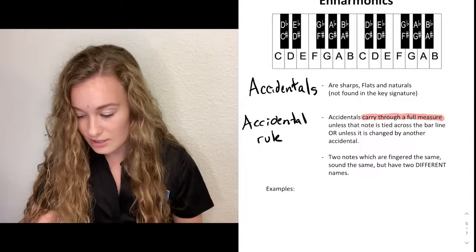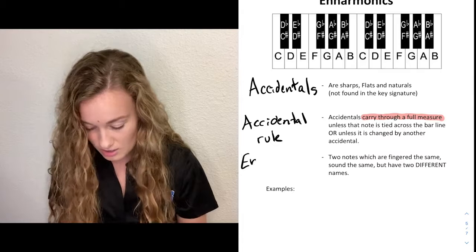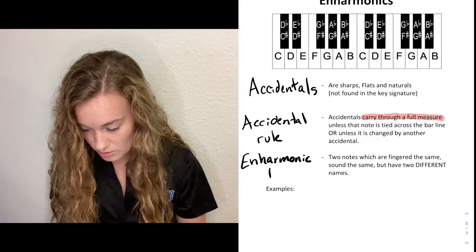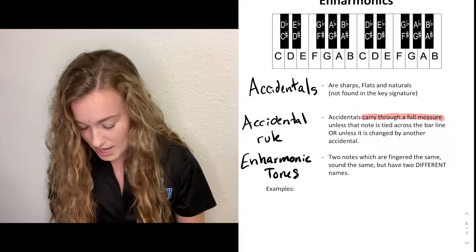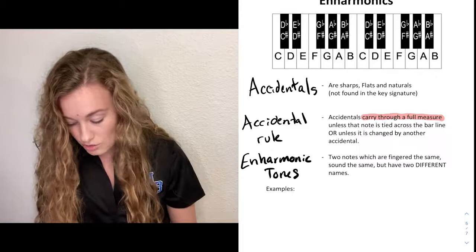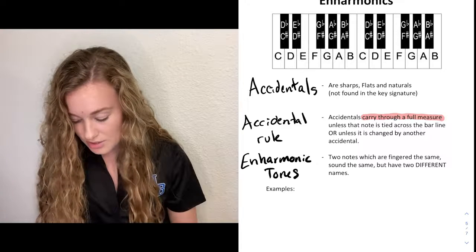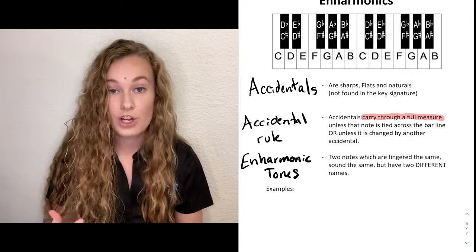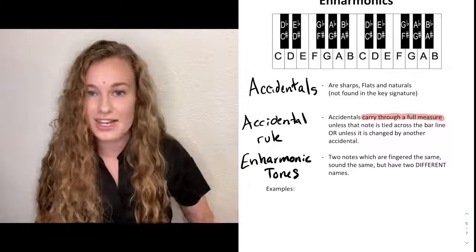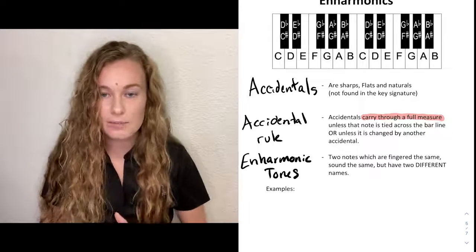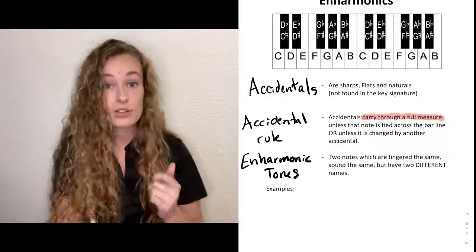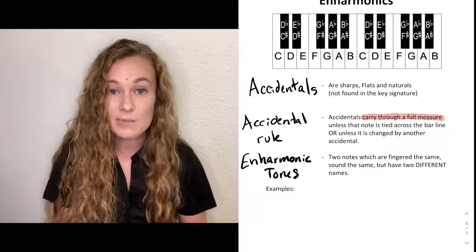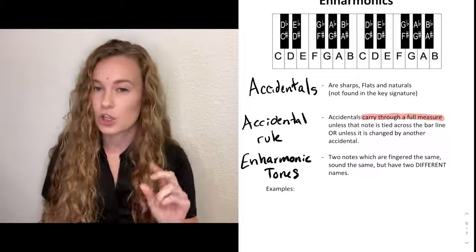All right, and then our last definition down here is going to be enharmonic tones. And an enharmonic tone is two notes which are fingered the same, they sound the same, but they have two different names. So it'll look different on your staff, but it'll sound exactly the same, and you're gonna push down the same buttons or hit the same key, go to the same position, whatever it is that you do for your instrument. It's gonna be the same position, sound the same, looks different.